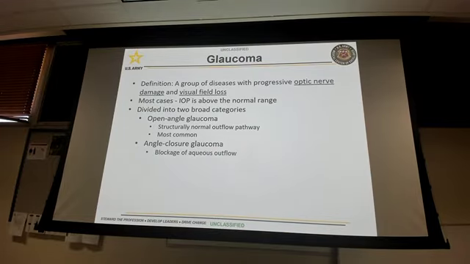All right, so glaucoma. The definition of glaucoma is a group of diseases with progressive optic nerve damage and visual field loss. Most cases will have an associated high or elevated intraocular pressure, but just intraocular pressure being high is not enough for the diagnosis of glaucoma. We divide the categories of glaucoma into our open angle versus our closed angle. So with our open angle, you have normal outflow of the aqueous humor. And then with angle closure, there is something that's blocking that outflow of that fluid.